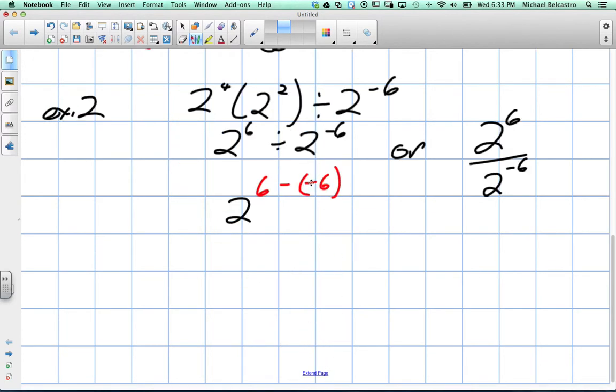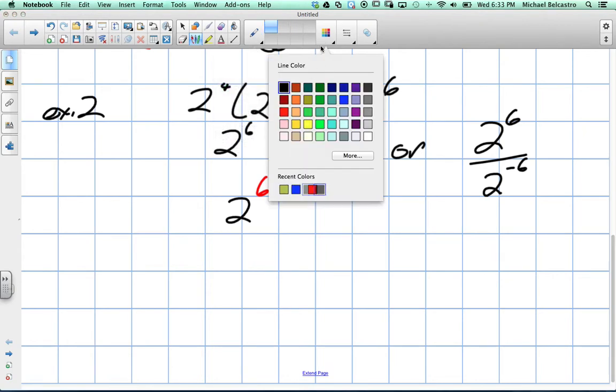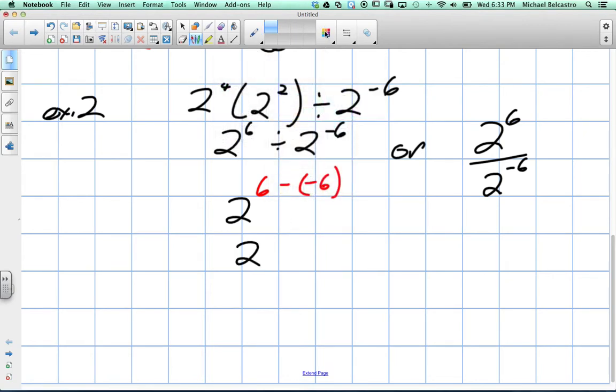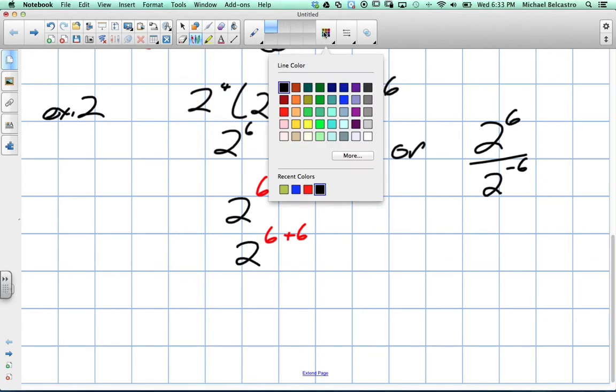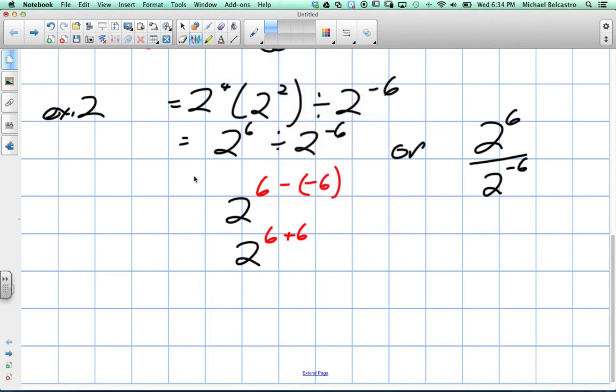So this is not quite the same as just subtracting 6 from 6. These two negatives kind of make a positive, right? And in this case, we end up with 2 to the power of, and you can rewrite this like 6 plus 6, okay? And I guess I should have a little equal sign out here on all of these. But what will our final answer be in this case then? 2 to the power of 12.